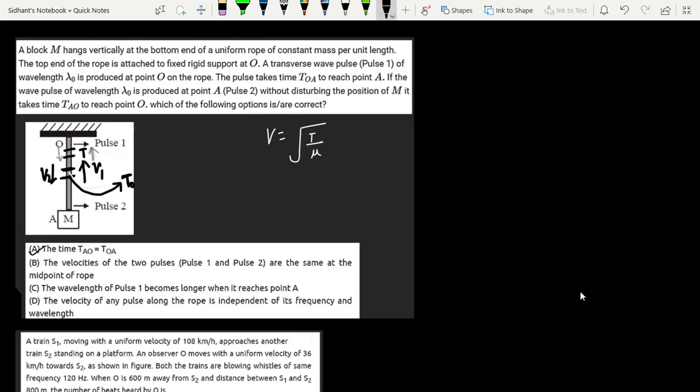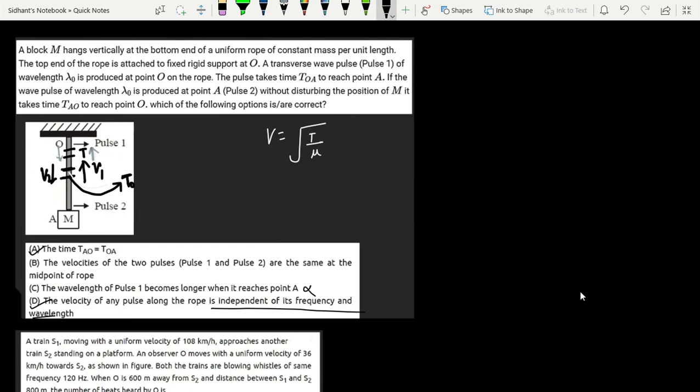And D option is incorrect because velocity of any pulse is dependent on what? It is dependent on tension and mass per unit length. So it is independent of what? Independent of frequency and wavelength, Lohit. So it is definitely correct. And I told you C option is incorrect because as we go from top to bottom, tension will reduce, so velocity will reduce, so wavelength will also reduce. So C option would be incorrect.